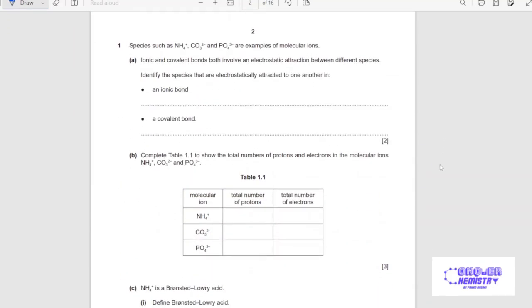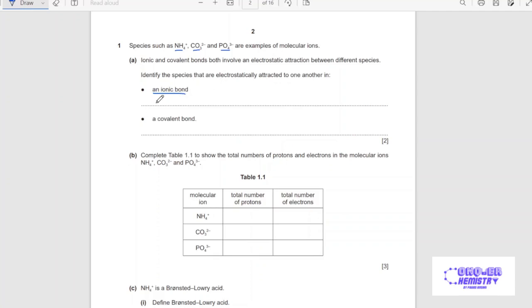All right, so the first question talks about species such as NH4+, CO3 2-, and PO4 3- are examples of molecular ions. So ionic and covalent bonds both involve an electrostatic attraction between different species. Identify the species that are electrostatically attracted to one another in an ionic bond. All right. Now, over here, they're asking about what types of particles attract each other in an ionic bond. They're not specifically talking about the molecular ions that have been given in the beginning of this question, right? So you have to speak in general terms about the ionic bond.